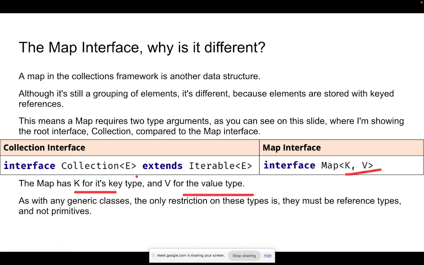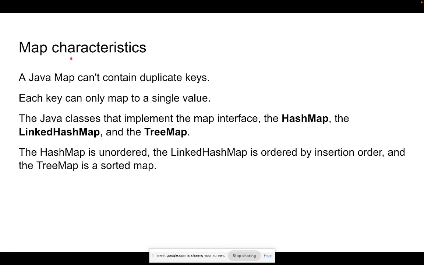The only restriction here is that the key should be unique. So a map in general doesn't contain duplicate keys, like sets. But a set has elements; in this case we are talking about keys specifically, and each key is mapped to only a single value. This value can be duplicated among multiple keys, but for each key there is a single value, and each key is distinct, unique. To implement the Map interface, we will use HashMap, LinkedHashMap, and TreeMap.